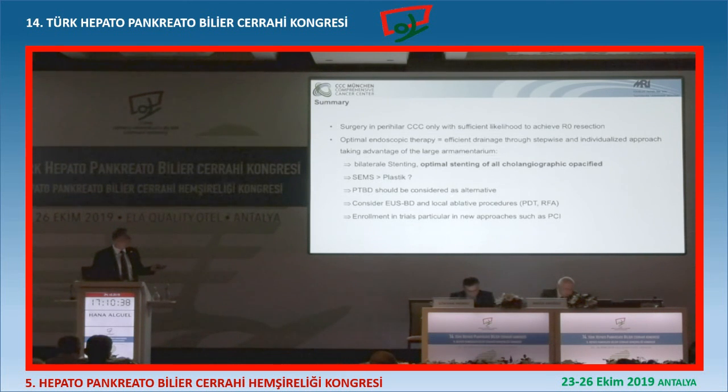You can combine it with local ablative procedures. We are now in the progress of improving these technologies, PDT or RFA. We are now running a trial to test the efficacy of an improved technology of photodynamic therapy, which is called PCI. So these are the options that a gastroenterologist can offer, and I'm happy to see what the radiologist is able to offer in such a case.